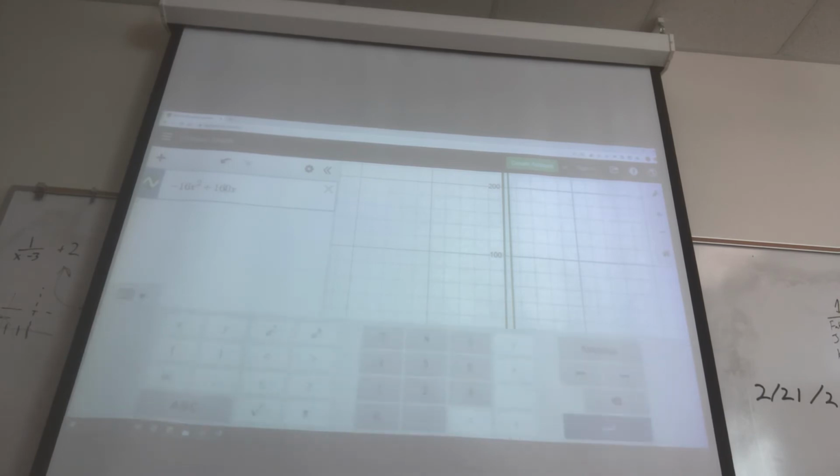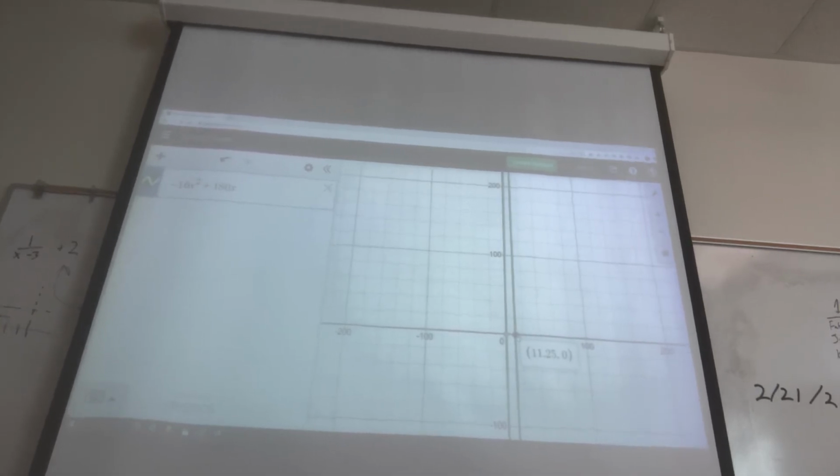The next one says it's 180, so I delete the 160. I put in the 180 instead. It's not going to change much. That's going to be 11.25 seconds for it to hit the ground. Again, you don't want to go with the 0, 0. That's not helpful information. It's not going to take 0 seconds to hit the ground.